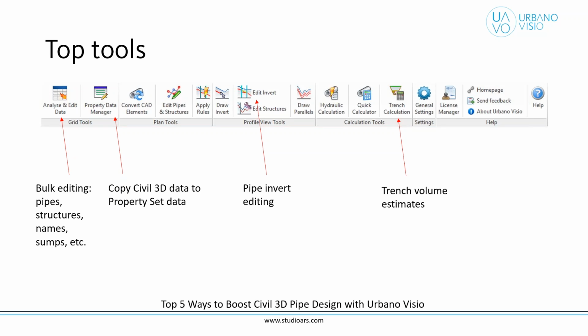So just a quick overview. Urbano Visio is a set of 12 tools. And today I will be showing just some functions of 4 tools. So there's lots more to explore and check out.